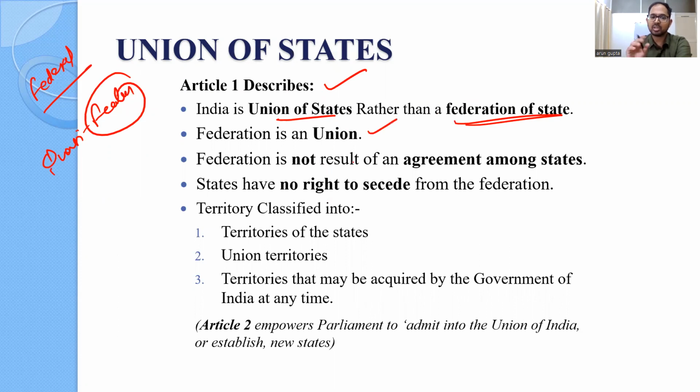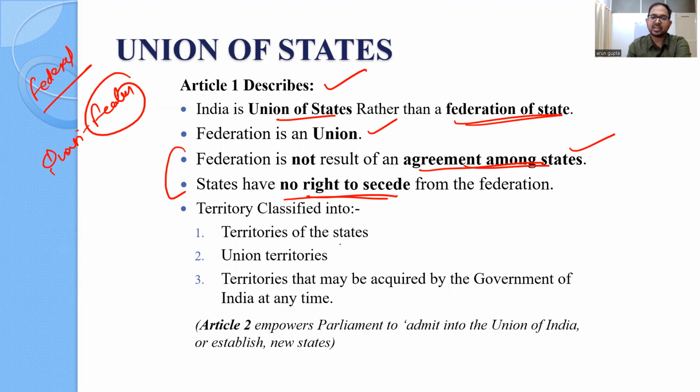A federation is also a kind of union, but a federation is the result of an agreement among the states, and there is no right to secede. Any state cannot secede from the federation. India is a Union of States, and that is why India is not a federation of states. That means no state can secede. Second, there was no agreement between the states when the Union was formed. Hence, it is a Union of States.